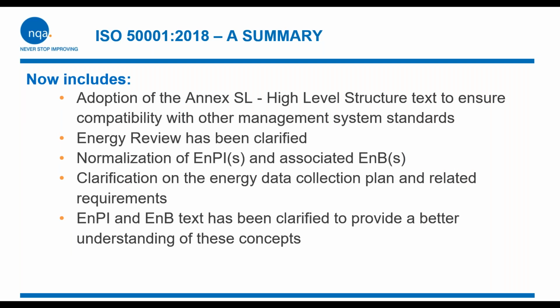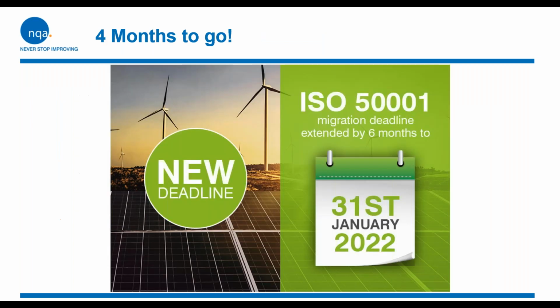So a summary then, the new standard includes all of the Annex SL requirements, more or less. The standard has clarified what's meant by an energy review and given a little bit of extra guidance. It talks about performance indicators and baselines. That's what EnB is, and EnPI, energy performance indicator, energy baseline. There's this new clarification on data collection, having to pull a plan together on how we're going to collect the data. And the text itself on the performance indicators and the baseline has been clarified.